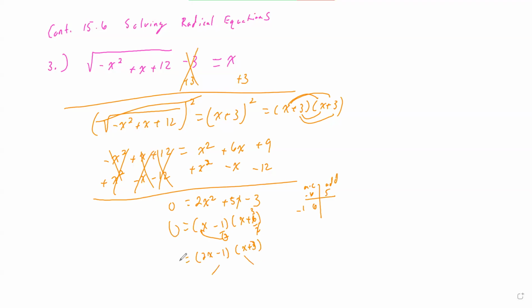Set these equal to 0. I get 2x minus 1 equals 0, so I'll add 1. So 2x equals 1, then divide by 2. Running out of room, so x equals 1/2. And this is x plus 3 equals 0, so x equals negative 3. So now I'll come check it again.